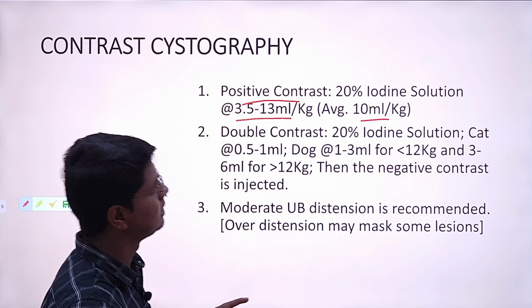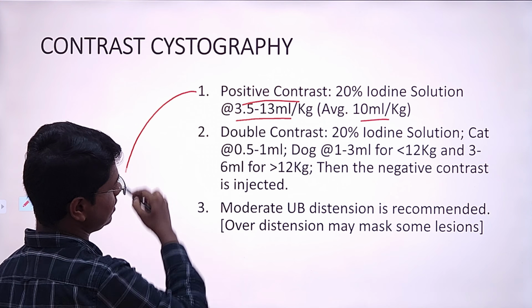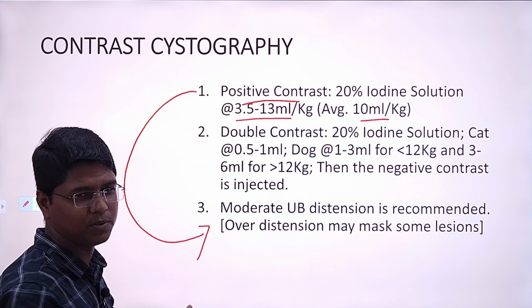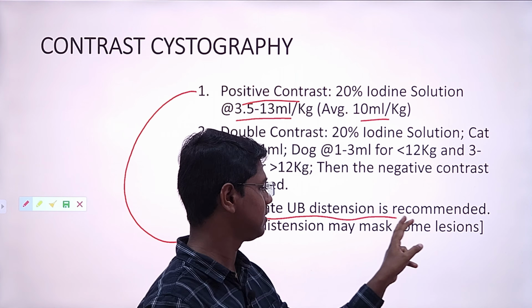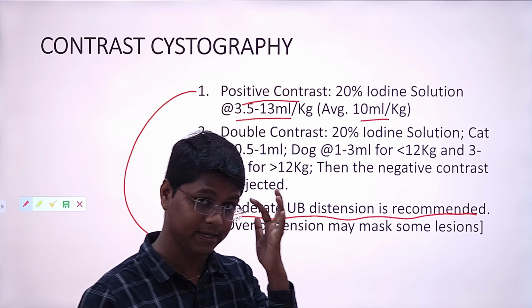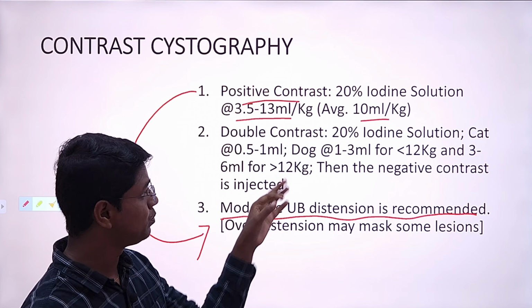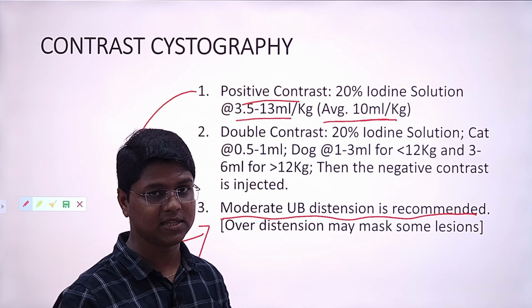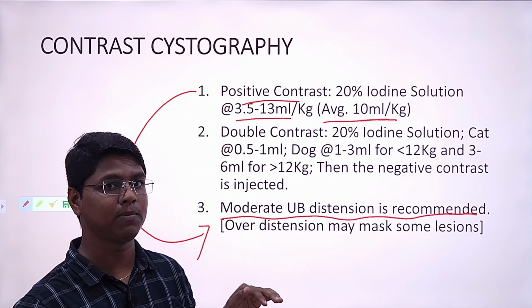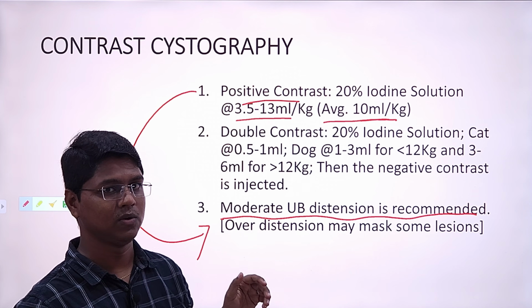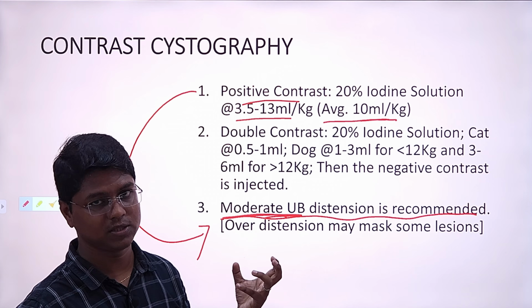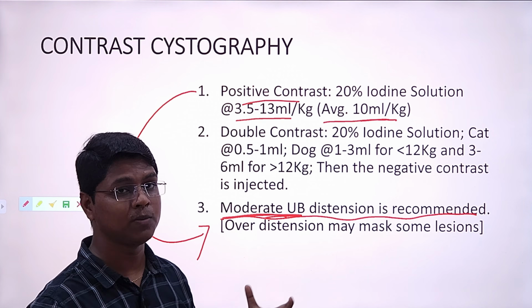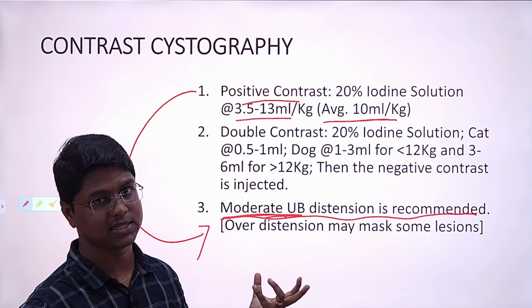But there is a catch. When you are administering the contrast, whether positive or negative or double, remember that moderate urinary bladder distension is recommended. When pushing the contrast agent, you have to externally palpate the bladder for distension. It should be moderately distended. If you do severe distension, then there will be subserosal accumulation of the contrast agent.